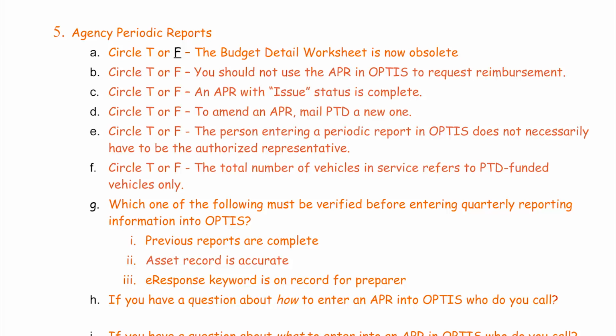True or false, you should not use the agency periodic report in OPTIS to request reimbursement. True. There's a separate document for that. 5C, true or false, an APR with issue status is complete. False.